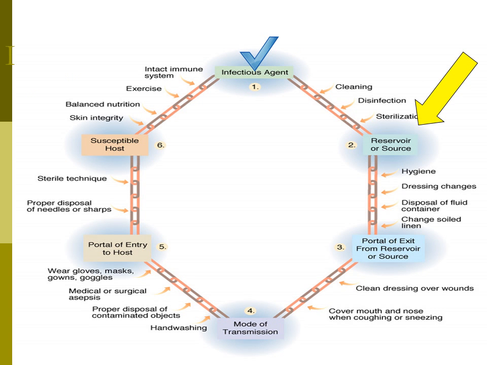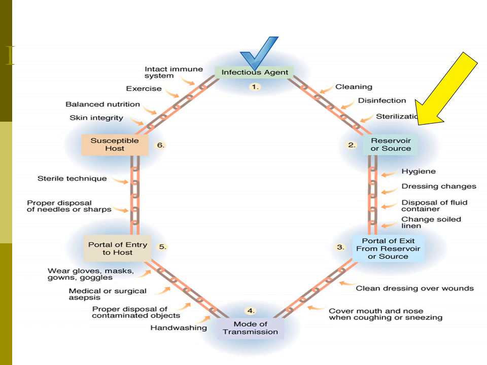So let's talk about number 2, the reservoir, the source. This is a place where microorganisms survive, multiply, and await transfer to a susceptible host. So what is the most common? The human being is the most common. Others include animals, insects, and inanimate objects. To thrive, organisms need a proper environment: food, oxygen, water, temperature, pH, and light. Aerobic bacteria require oxygen. Anaerobic bacteria thrive where little or no free oxygen is available.